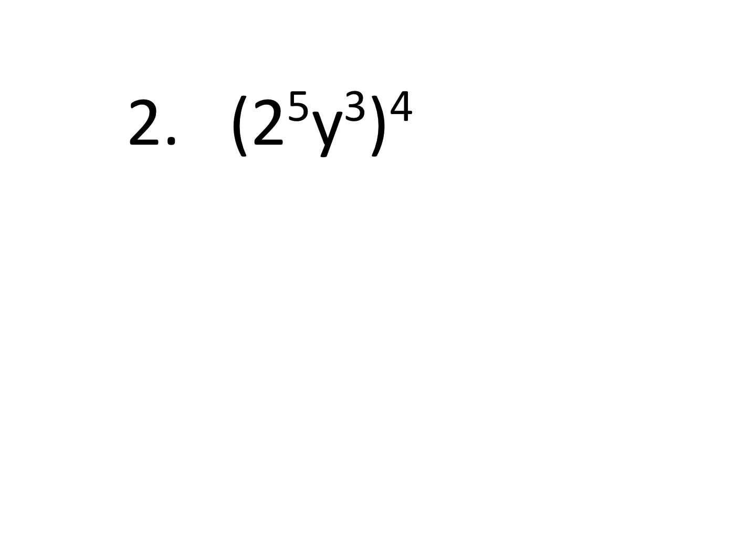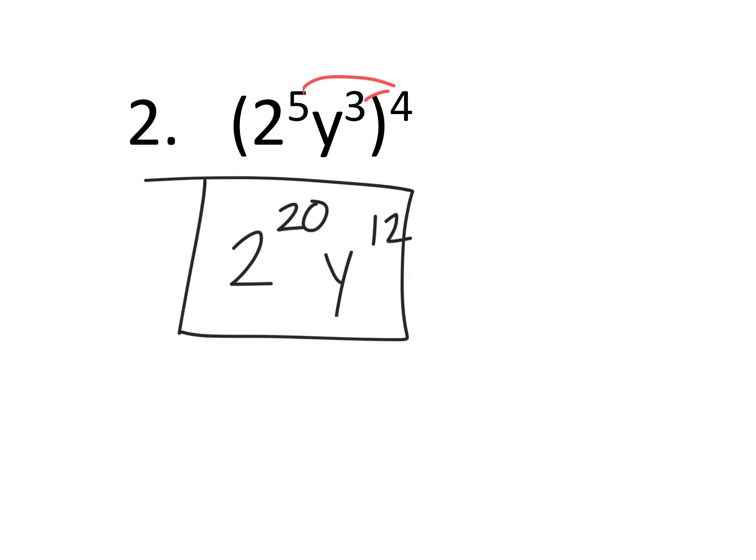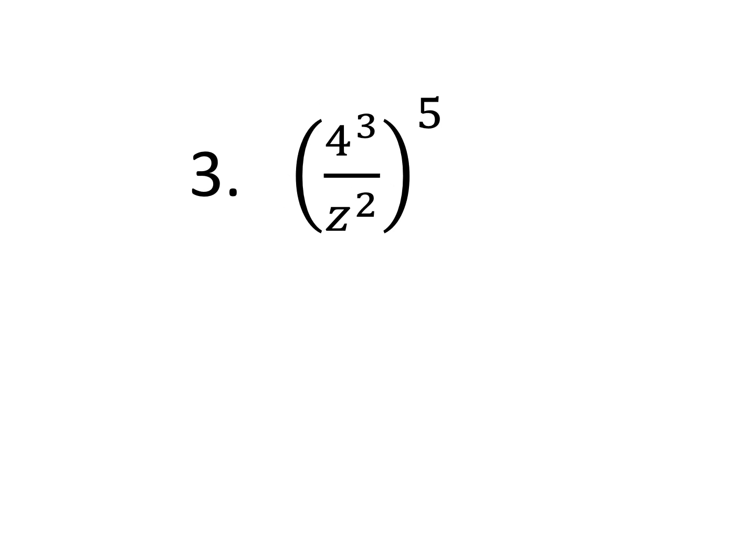Okay, try number 2. This is power to a power. Multiply your exponents there. Let's see what you get. So we're going to leave it as 2 to the 20th and y to the 12th because we're just going to distribute our 4 and multiply that out. Okay, onward. Same kind of situation in number 3. Try it.